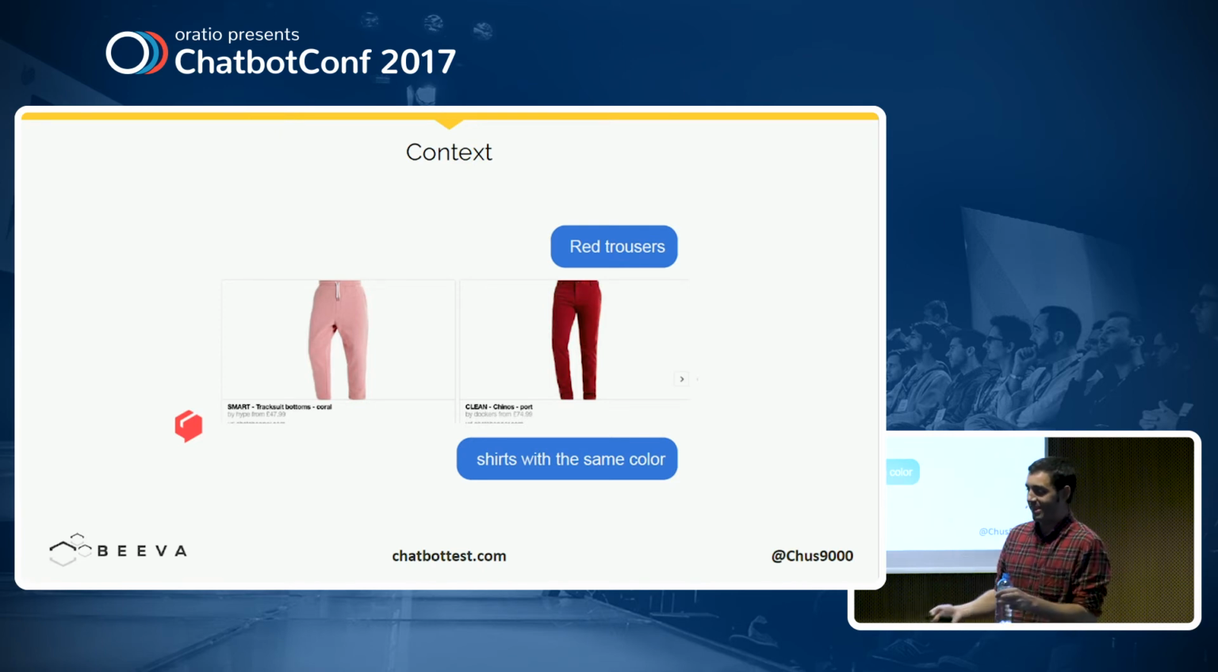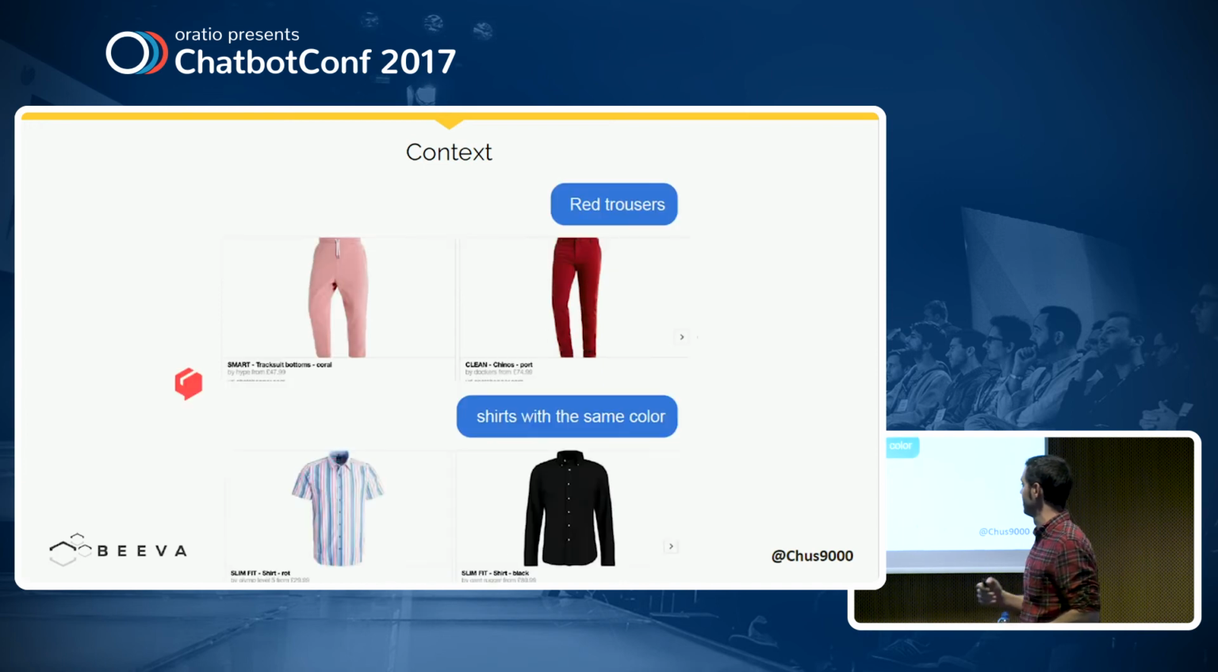But people are not that specific sometimes. So is it going to be able to understand it? No, he doesn't, OK? He offers me something different. And our users are going to say, but I wanted the red ones. Why did you offer me these ones, these not really nice ones?